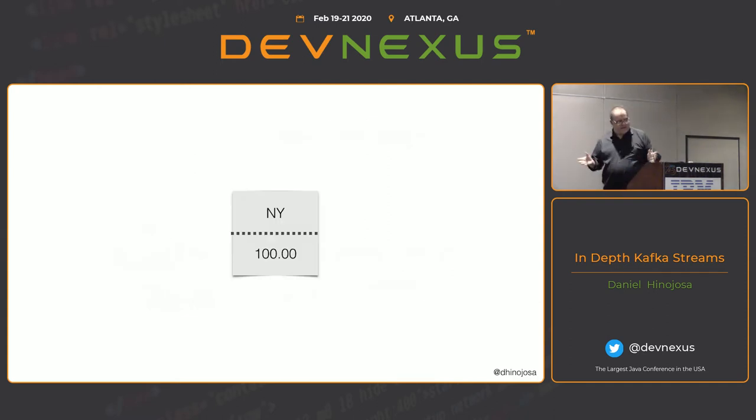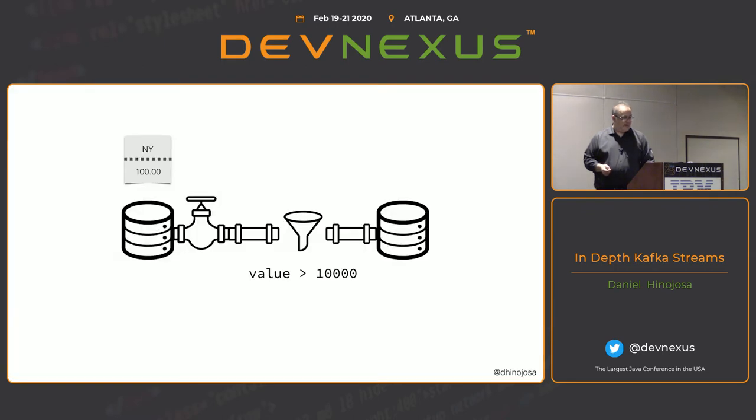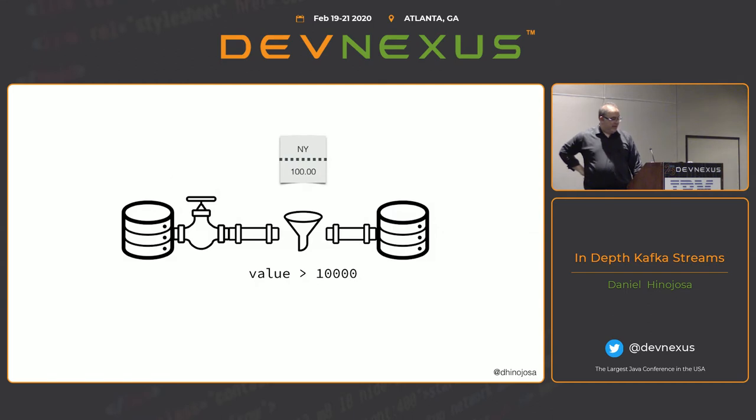So let's do some cartoons here. Let's say I have a message and let's say I have an order for New York. And New York 100, okay? I could do things like filtering, and here's the filter here. So I'm gonna take this information, and I just wanna filter. These database images here represent a topic. So let's say I'm going to my orders topic here, and what I want to do is just ask if this is greater than 10,000.